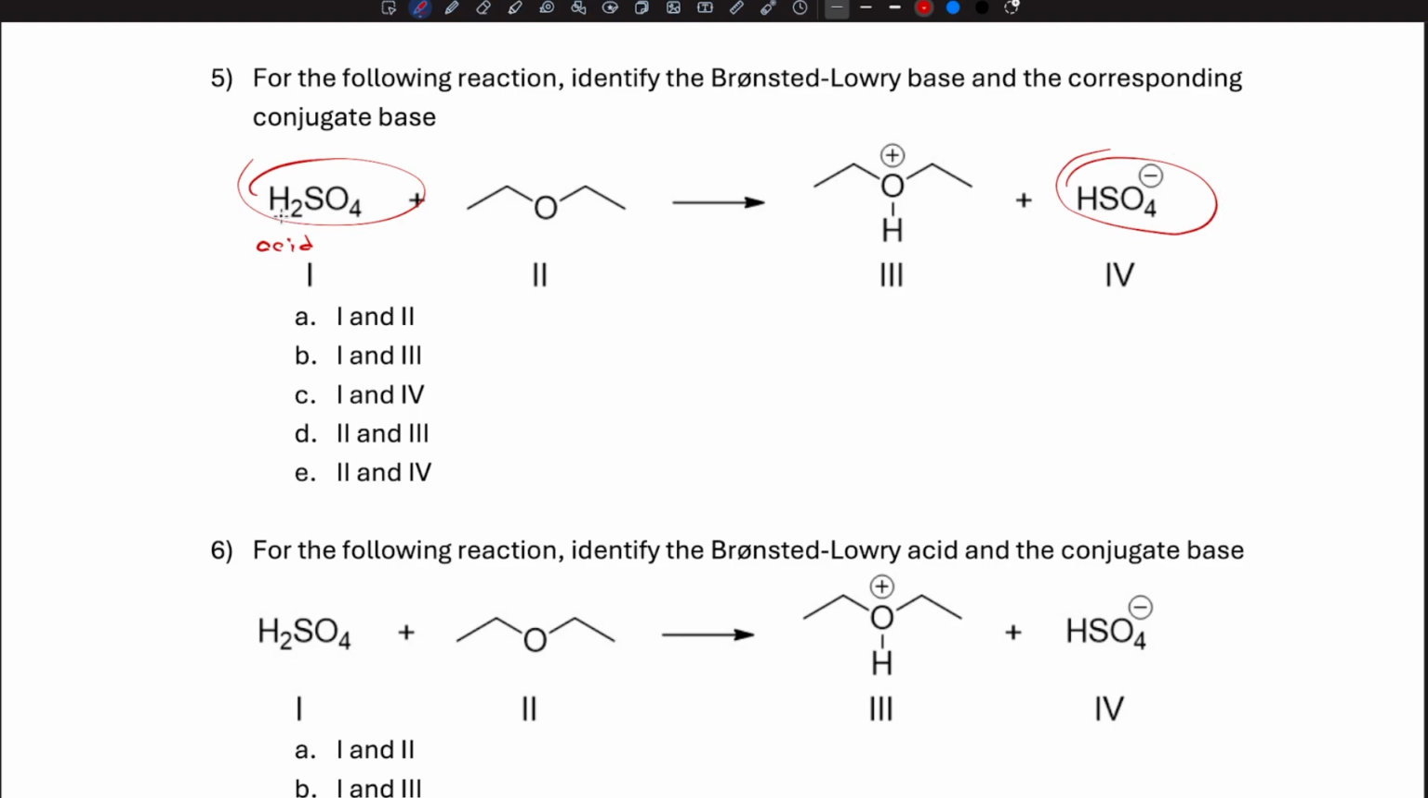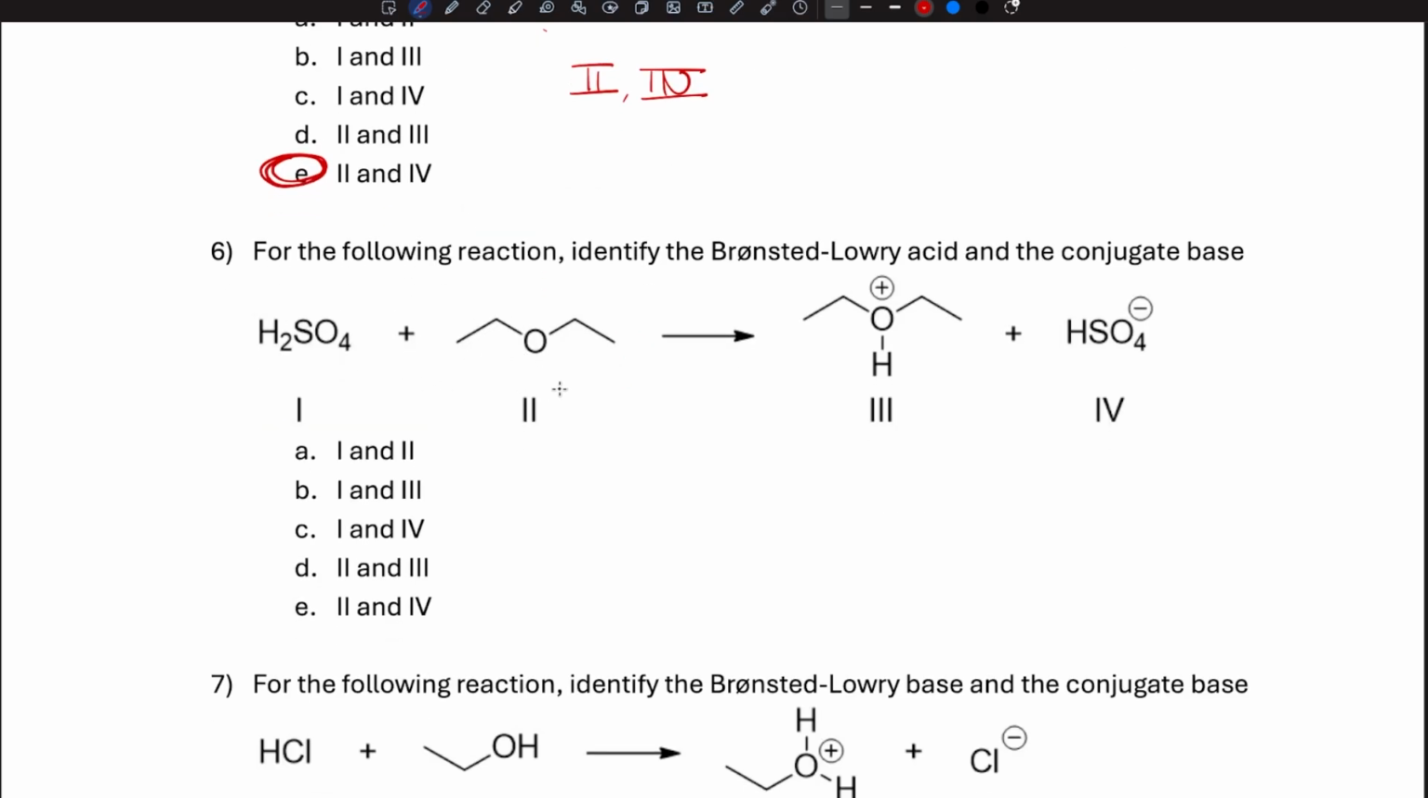Which means that if this was the acid, structure 2 should be the base. And then looking from right to left, the acid becomes the conjugate base, and the base becomes the conjugate acid. All right? And so if we're looking for the Bronsted-Lowry base, we have structure 2. And if we're looking for the conjugate base, we have structure 4. Which means that our answer should be E.